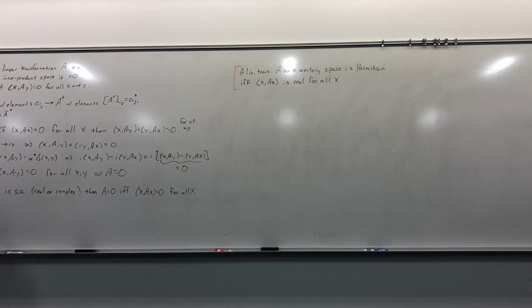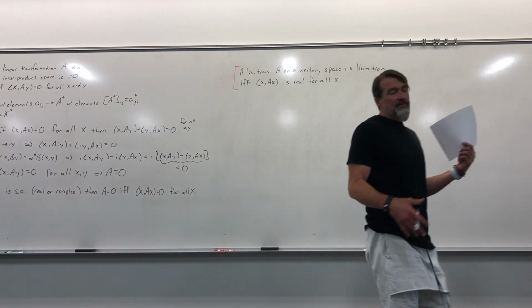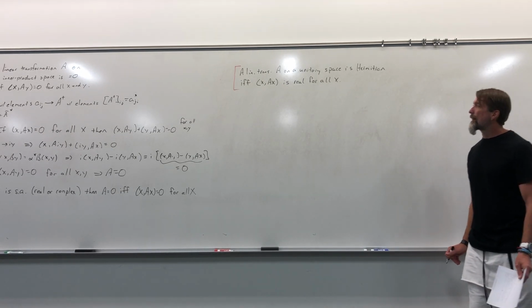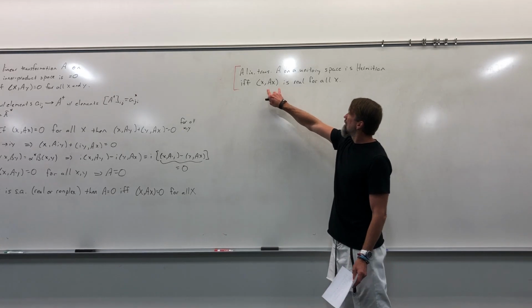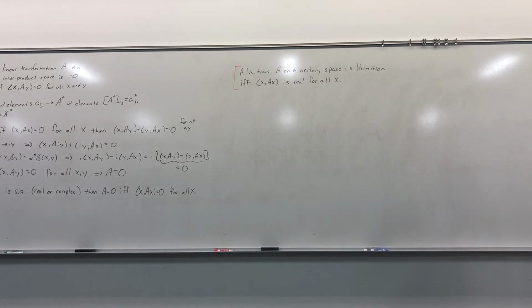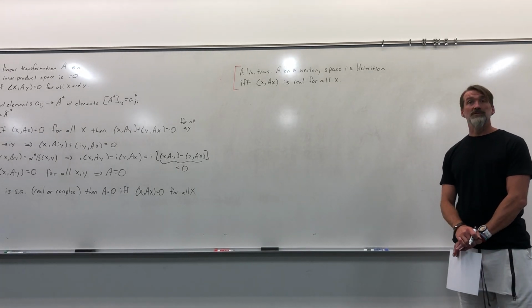We're on a unitary space. That's a space with a complex inner product. We're talking about a Hermitian matrix representation of a linear transformation. That's a complex matrix. But if I take any vector of the space, act on it with the linear transformation, and then take the inner product with the original vector, the result is real.